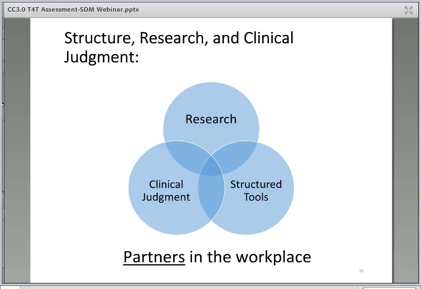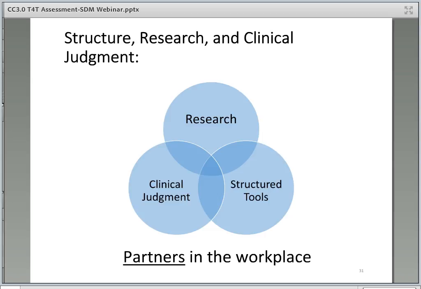This slide is a reminder that SDM does not replace clinical skills. Thorough assessments depend upon good interview and observation skills. Rather than replacing clinical judgment, SDM becomes a strong partner, providing a research basis for critical decisions related to risk and structure for increasing consistency and accuracy of other key decisions.